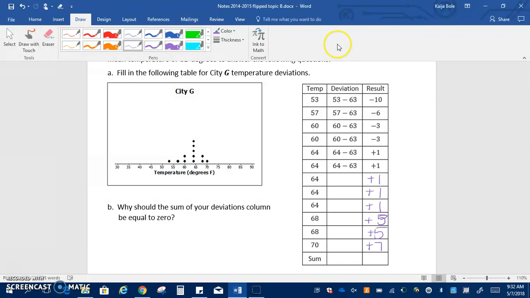So remember to check the sum. We're going to combine all of the negatives here. So 10, 16, 19, negative 22 here. And all of the positives make positive 22. So our sum would be 0. And then part B says, why should the sum of your deviations column be equal to 0? Because the mean is the balance of the data.